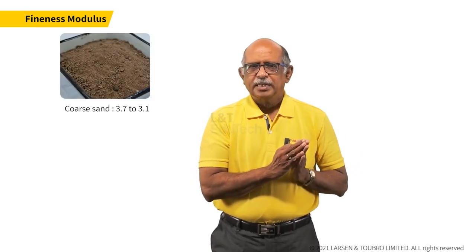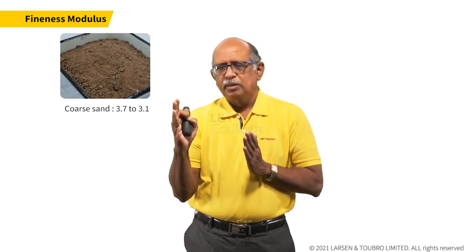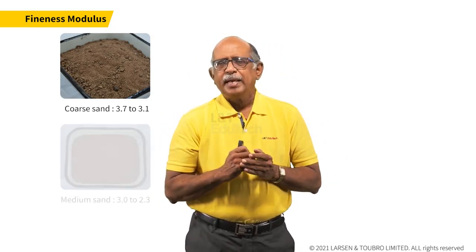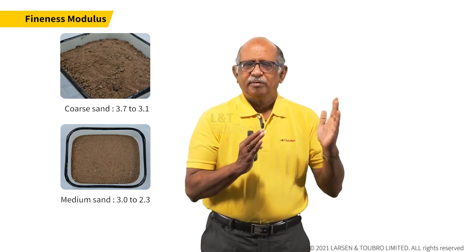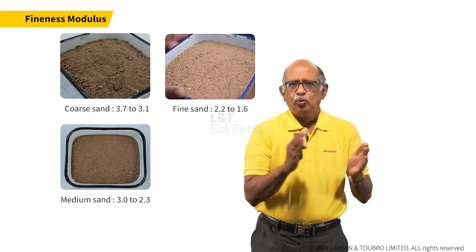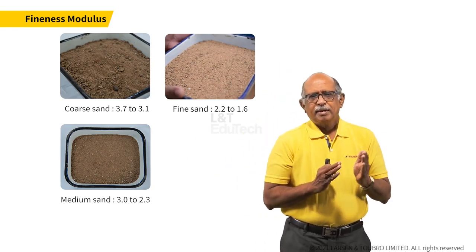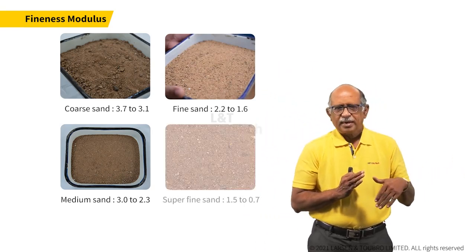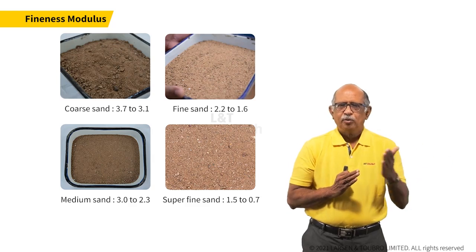Normally, coarse sand, that means zone 1 sand, ranges between 3.7 to 3.1. Medium sand will have a value ranging between 3 to 2.3. Fine sand will have a value of 2.2 to 1.6. Superfine sand will have a value of 1.5 to 0.7.